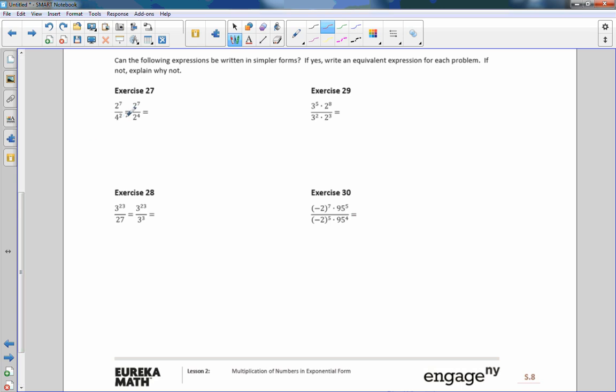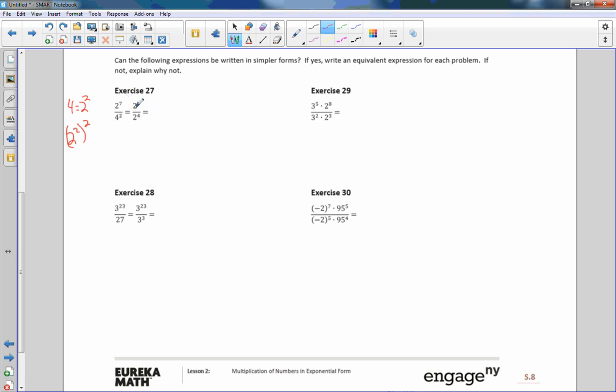Okay. Can the following expressions be written in simpler form? If yes, write an equivalent expression for each problem. If not, explain why. Okay. I have a 2 base, a 2 base, a 2 base, and a 4 base. So I just remember what happened here. 4 equals 2 squared, or 2 times 2. So 4 squared would be 2 times 2 times 2 times 2, which is 2 to the 4th. Okay, so 4 squared is the same as 2 to the 4th.